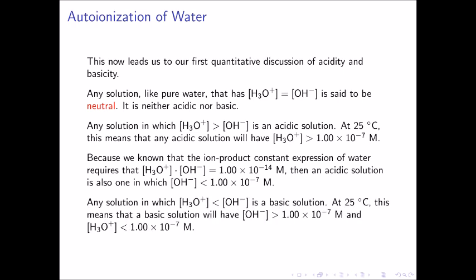Likewise, any solution in which the hydronium ion is less than the hydroxide ion is considered to be a basic solution. At 25 degrees Celsius, this means that a basic solution will have a hydroxide ion concentration greater than 1 times 10 to the negative 7 molar, and a hydronium ion concentration less than 1 times 10 to the negative 7 molar.